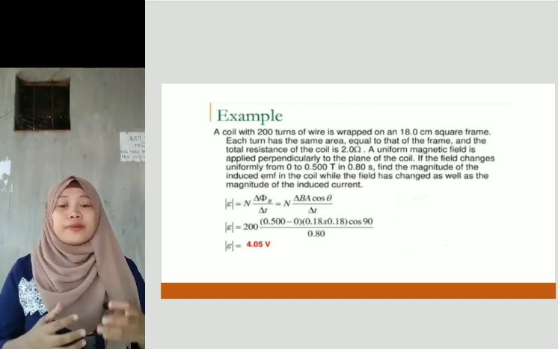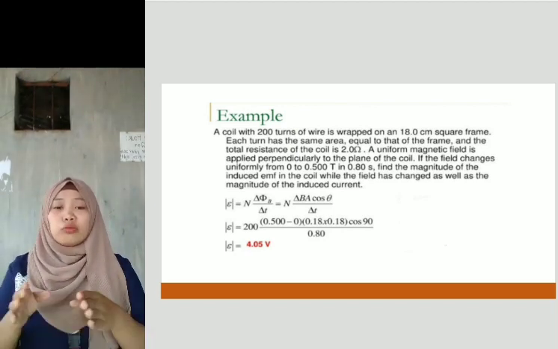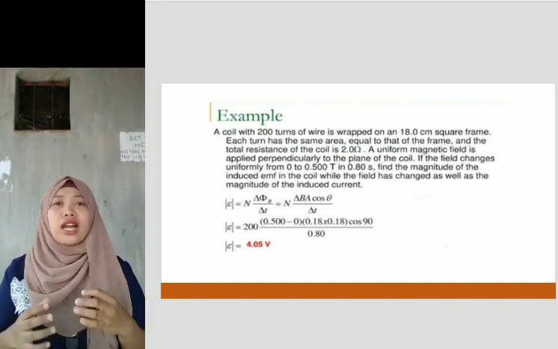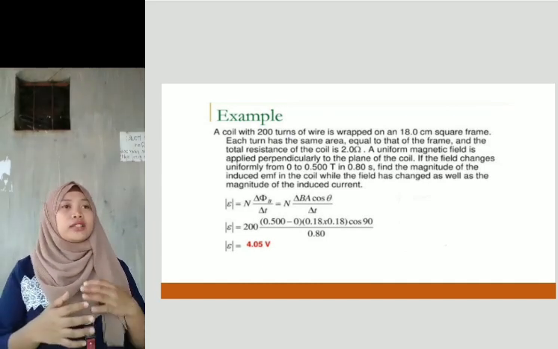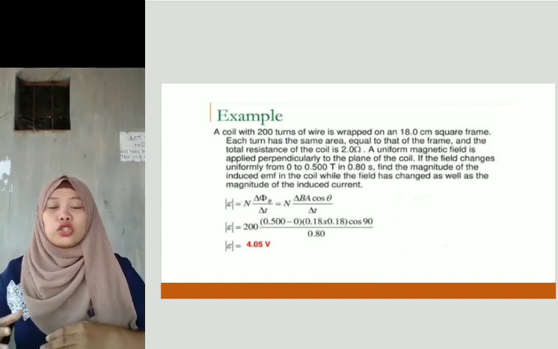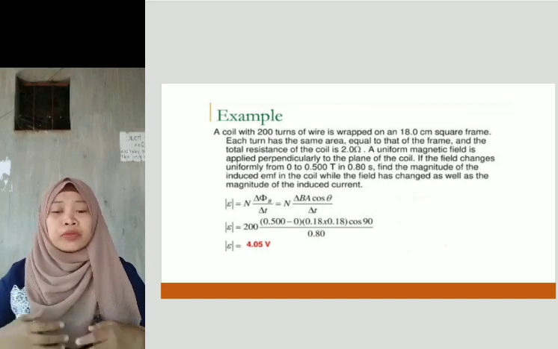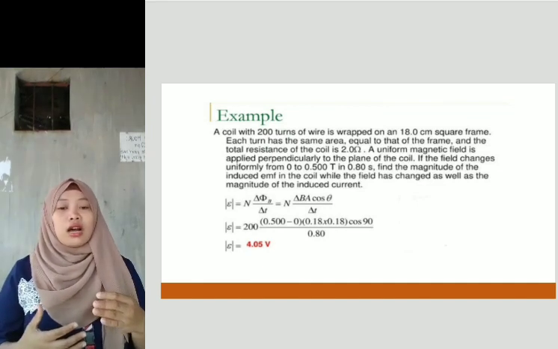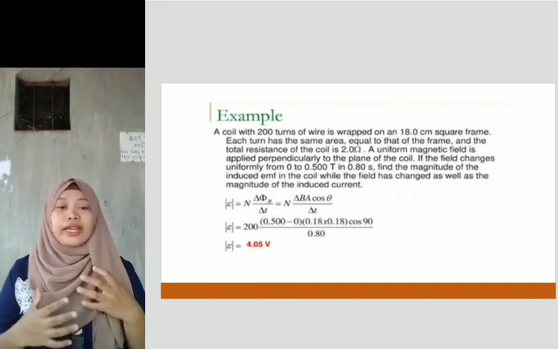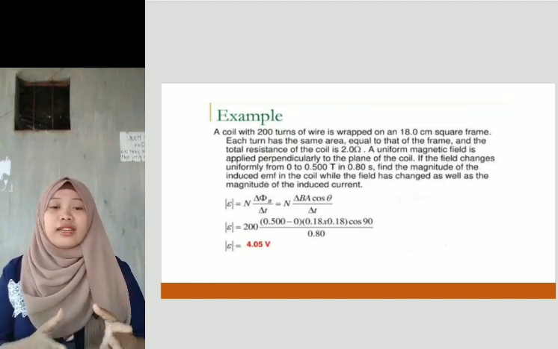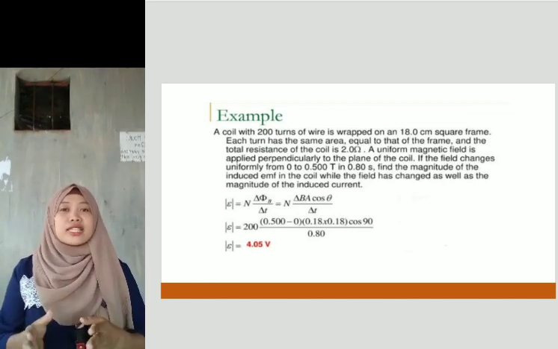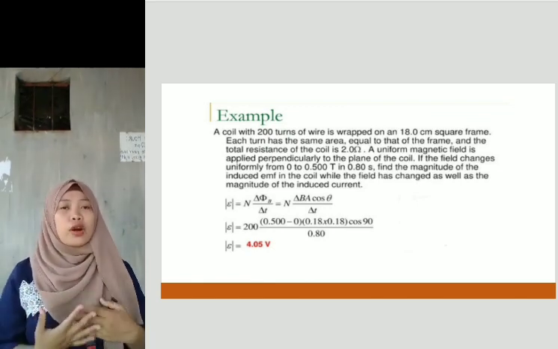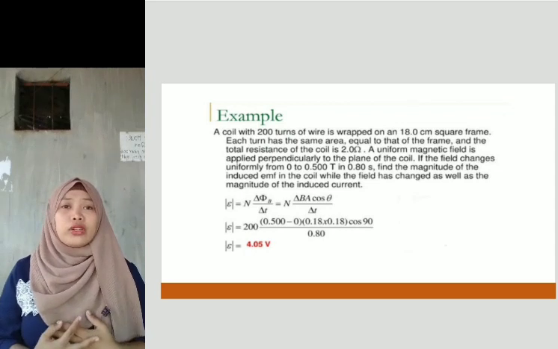So, like what I have said a while ago, kapag ni-substitute mo yon, i-divide natin siya doon sa value ng change in time, which is 0.80. So, ang 200, ita-times natin siya doon sa change in the magnetic flux, and also doon sa NBA cos, which is meron tayong 90. Pag ni-times mo dyan, kung ano yung lumabas, tas kapag ni-divide mo siya sa 0.80, meron na tayong induced voltage na 4.05. So, I hope you understand our lesson today.